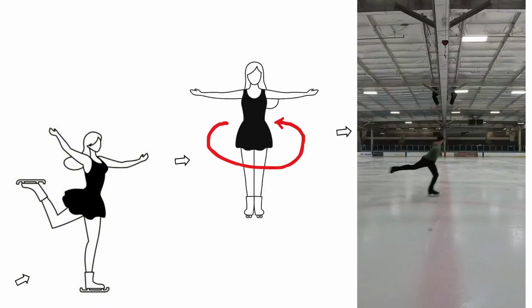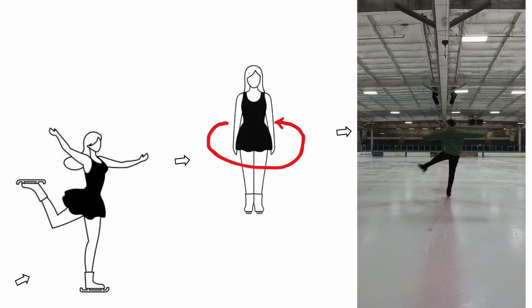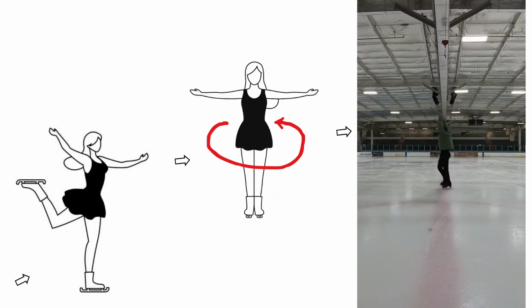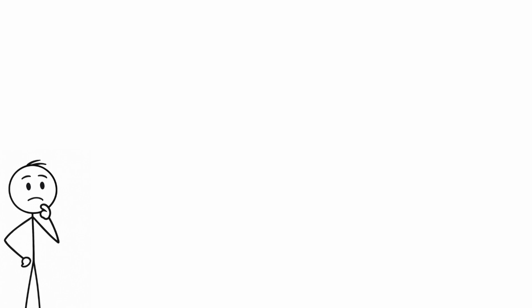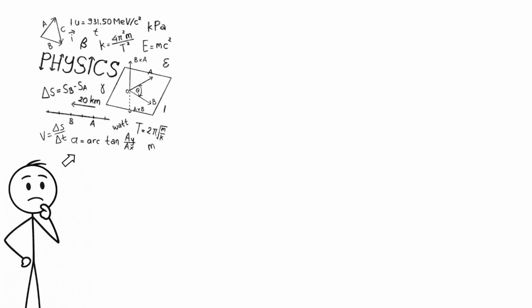With her arms extended, she spins slowly, and the closer she pulls them to her body, the faster the rotation becomes. She can slow down again by extending her arms outward. There is no simple explanation for this. We need to look at the formulas.